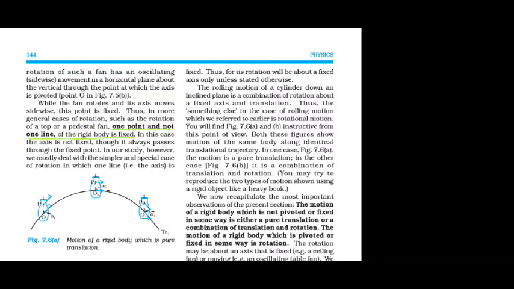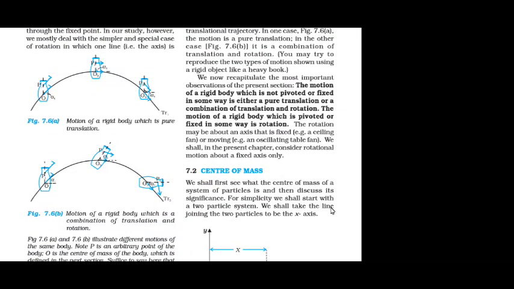So let us see both of these figures. In figure 7.6a, motion of a rigid body which is purely translational. And in figure 7.6b, motion of a rigid body which is a combination of translational as well as rotation.